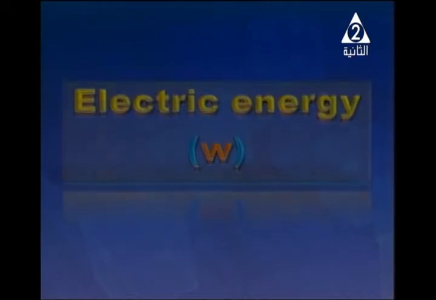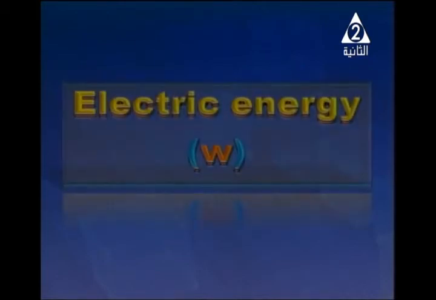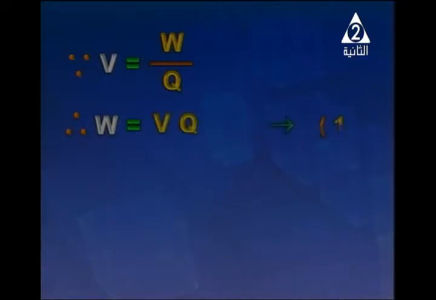And what about electric energy? We want an expression to calculate electric energy, denoted by W. Since V, potential difference, is calculated from the formula W over Q, where W is the energy and Q is the charge, energy equals V times Q, VQ. This is equation number 1.